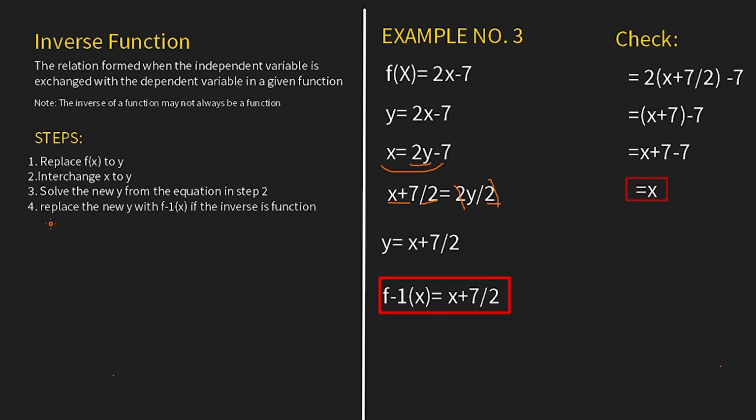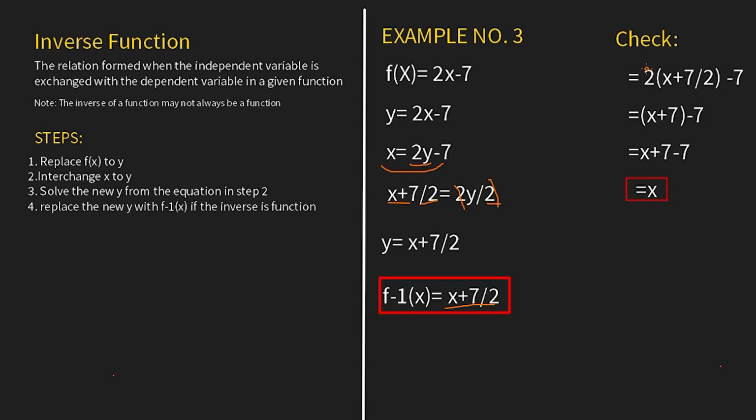Then our last step is to replace the new y with f inverse of x. So f inverse of x is equal to x plus 7 over 2. Now to check if we got the correct answer or the correct function, we copy the given function but replace the given x with its inverse. So we copy 2 and we substitute x with its inverse. So x plus 7 over 2 minus 7.